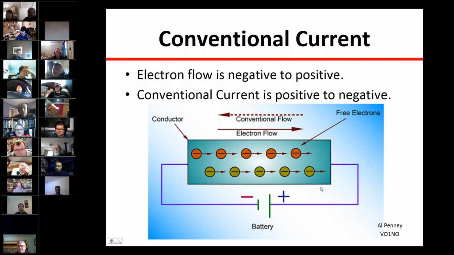Yep, and we're not going to talk about holes yet. No, David, electron flow is from negative to positive. Conventional current flow is imagined to be from positive to negative. Just take a look at this up right here.